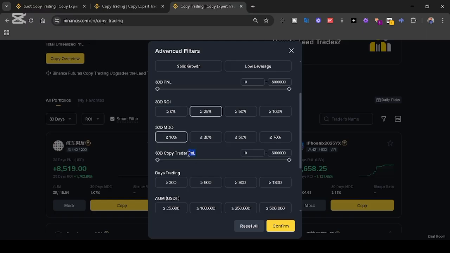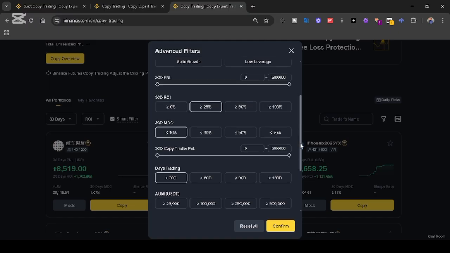Now, in this place, they wrote 30 days copiers profit and loss. I will leave this range like this from $0 to $500,000. I'm not going to touch it. Then this last place they said days of copy trading means how many days this person has been in trade. I'm looking for someone that has been in trade for 30 days and above. I don't want someone that just started trading last week or 2 days ago. So with this filter, we're going to get that.